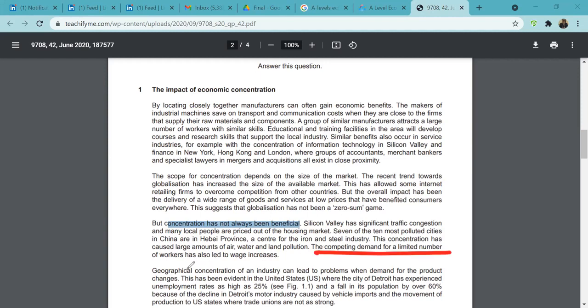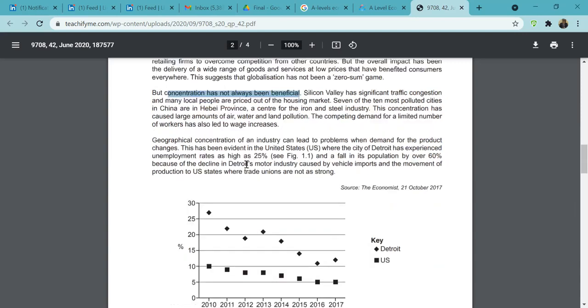The competing demand for a limited number of workers has also led to high wages. There are so many companies located in that area and they're all competing for the same labor, so the wages also go up. That is what it's saying. Geographical concentration of an industry can lead to problems when demand for the product changes.